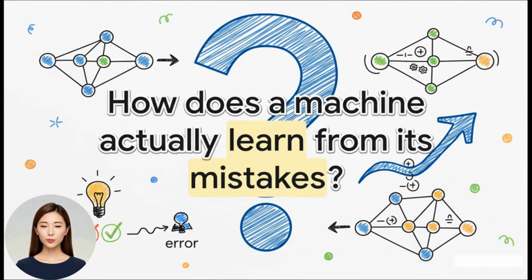We throw around the term AI learning all the time, but what's actually happening under the hood? It all boils down to this one question. When a machine gets something wrong, how does it figure out what to fix? And maybe more importantly, how to fix it? That's the real puzzle we're going to solve.